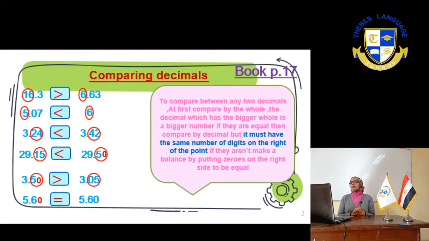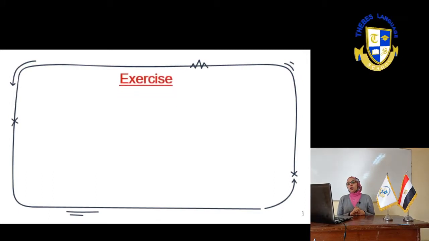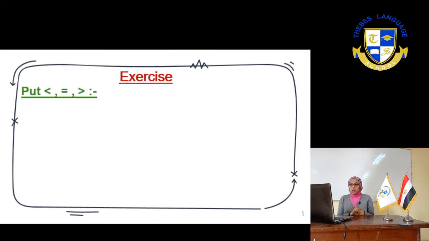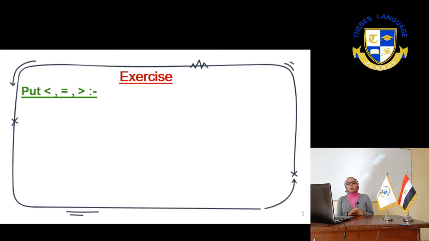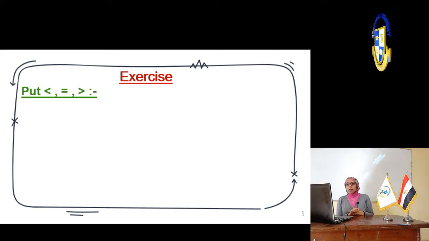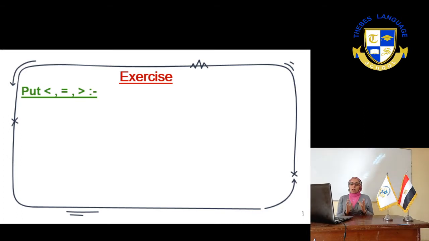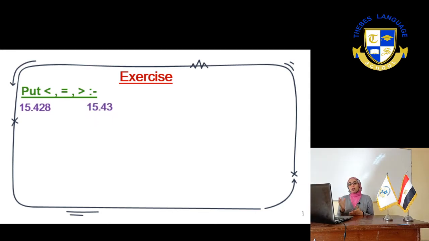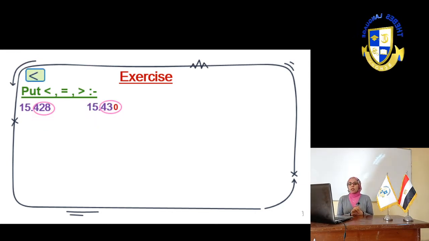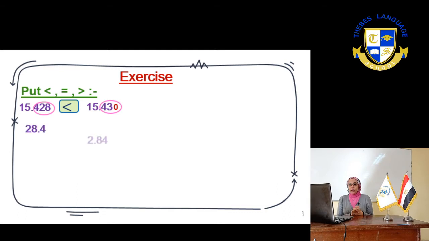Next slide. Here, it's an exercise. Put more than, equal or less than. 15.428 and 15.43. Sorry, 43. Which is bigger? The wholes are equal. Go to the decimal. Make the balance. Put 0 on the right of the 3. Now compare 428 and 430. Which is bigger? Of course, 430.